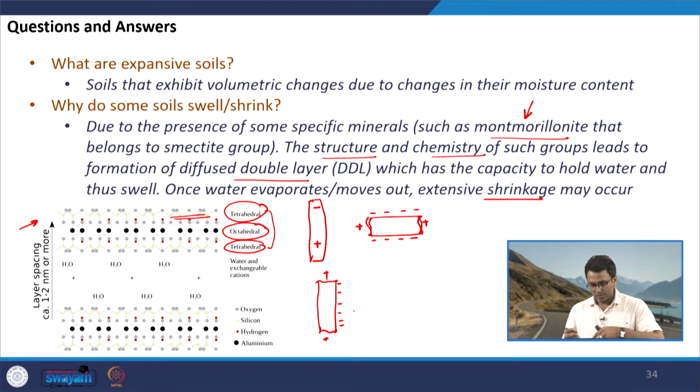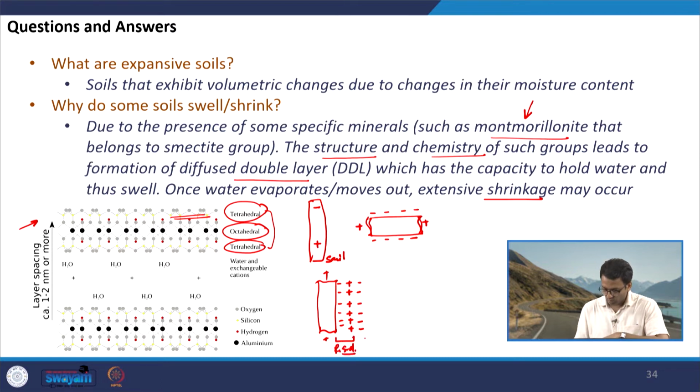Now, these charges get attracted to the positive part of the water. So, this is the soil here, and it will get attracted to water. Water will make a bond with the surface of this particular clay material, alright. So, this is water here. This bond forms a rigid bond here, okay.